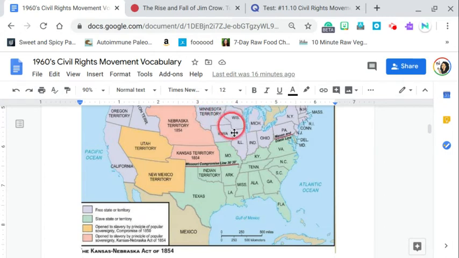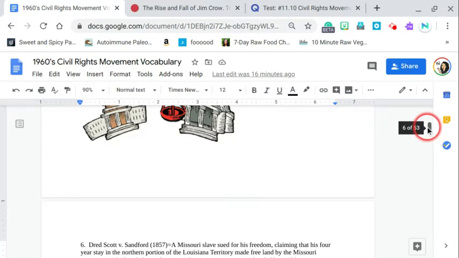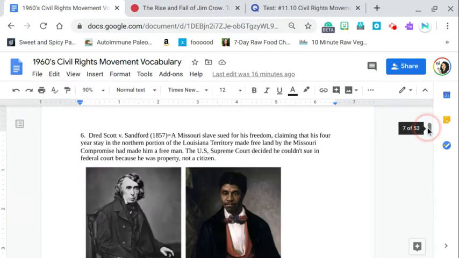When he came back to the slave states, he argued that, hey, I should be free, because there were laws that said once you're free, you're free. So it went all the way to the Supreme Court, and this Supreme Court Justice Taney was very racist. So even though he had a great lawyer, he had a great argument, the Supreme Court Justice said, you know what? No, blacks have no right to be here because they're property.